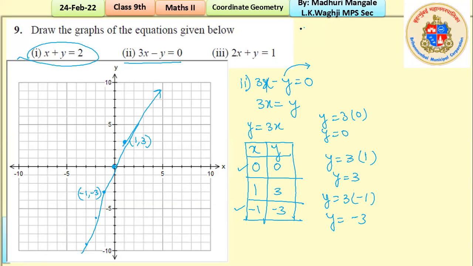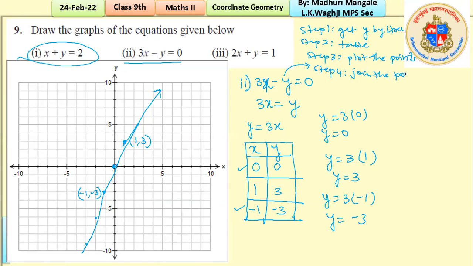Once again, I'll repeat the steps. Step 1, get any one variable by itself. So in this case, we get y by itself. Then step 2, get the table or get the points. Step 3, plot the points. Step 4, join the points to get the line. So the same process you can try out for this question number 3.